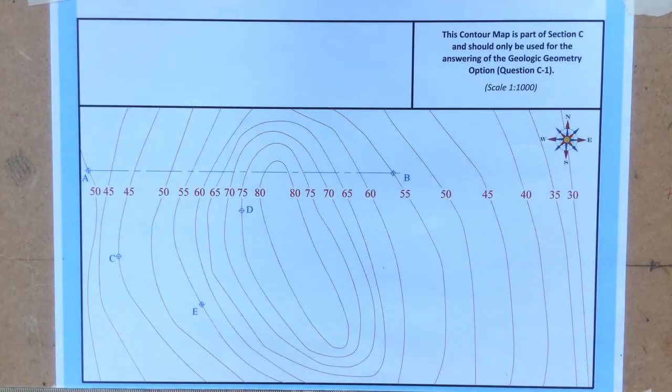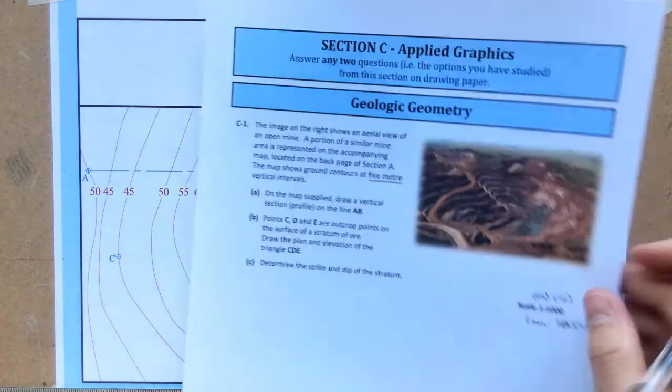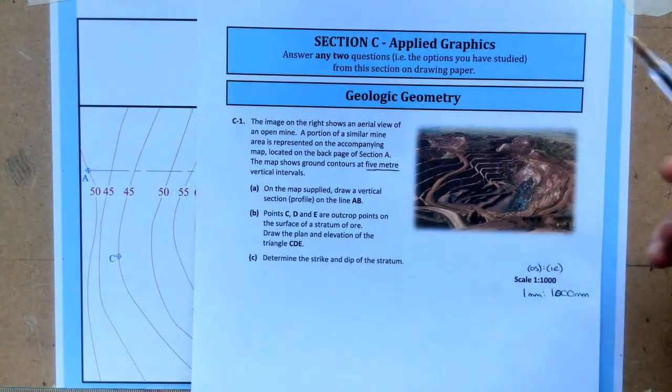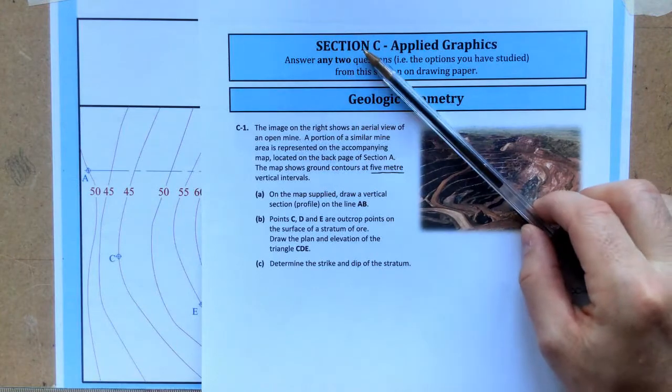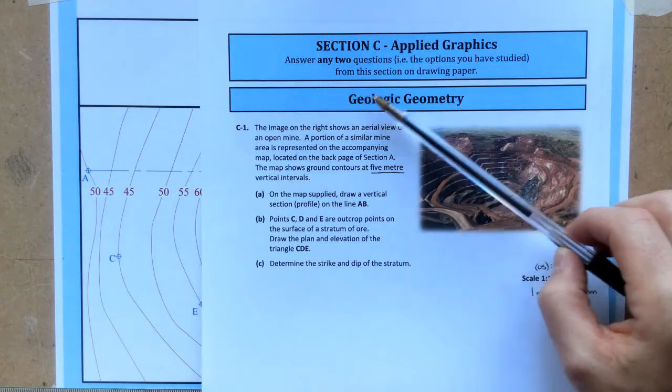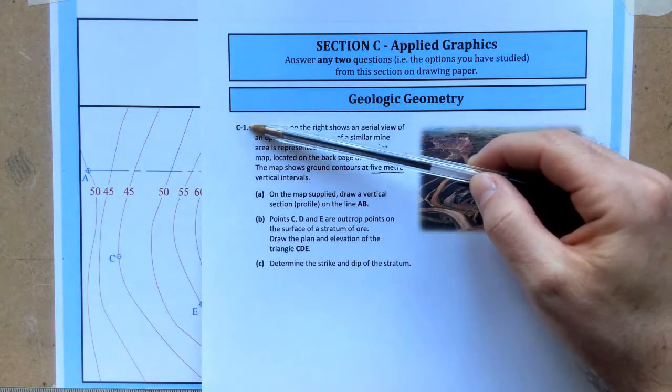Hi folks, so the question we have in front of us here today is the 2019 Ordinary Level Geologic Geometry question, sometimes known as the Rhodes question. It is from the Ordinary Level paper, 2019. So I'm just going to read a bit of information here. It's Section C, Applied Graphics, Geologic Geometry, Section C1.